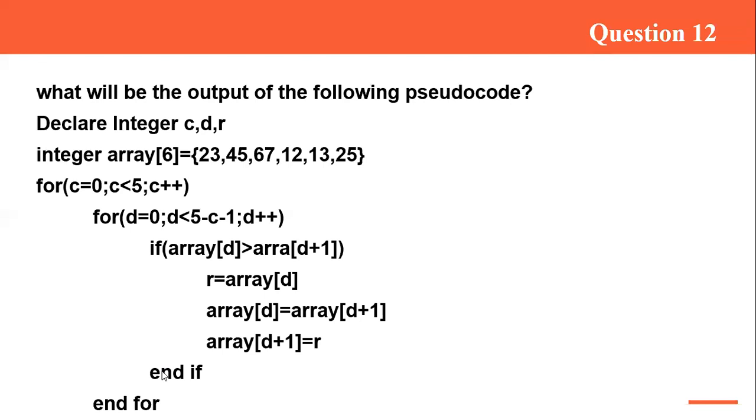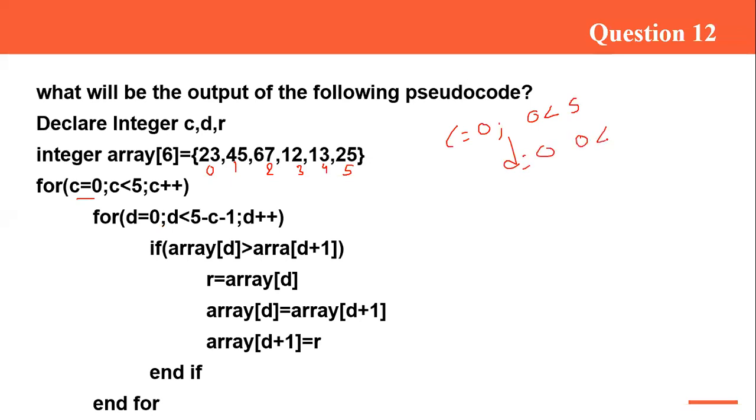So first, look at this, everyone. One second, I'll use this highlighter. These are the indexes: 0, 1, 2, 3, 4, and 5. These are the indexes given for the array. Now we are taking C equal to 0. When C equals 0, we check the condition: 0 less than 5. It's true. So it enters inside the C loop. Now D is equal to 0. We are taking D as 0.